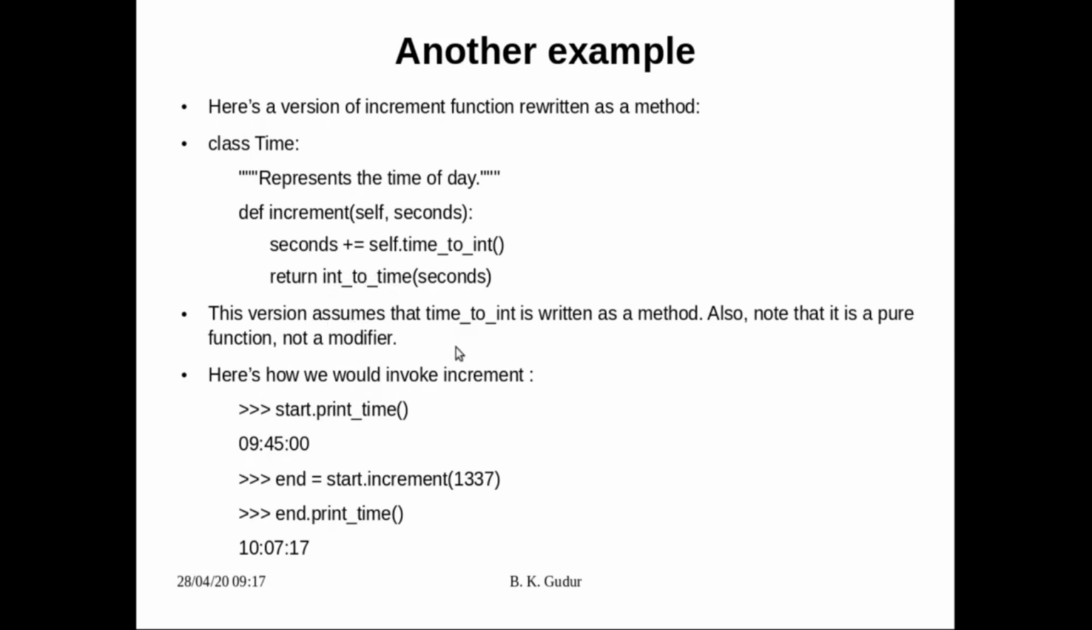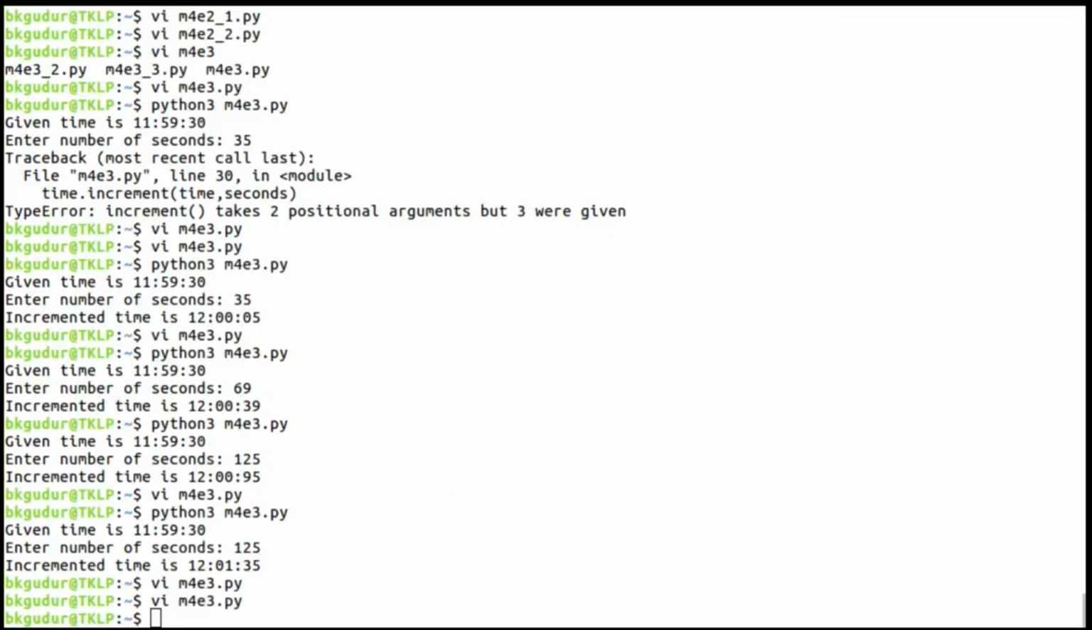This version assumes that time_to_int is written as a method. Also note that it's a pure function, because it is not going to modify anything, it is going to return. That we have seen, it's not a modifier. So here is how we would invoke it. See, start dot print_time will print the time, which is this, and end is equal to whatever it returns, assigned to end is equal to start dot increment, and this is the time we have given, and then end dot print_time. If you want this to be clear, it's better that I execute this particular program and show it to you. One more version of this.